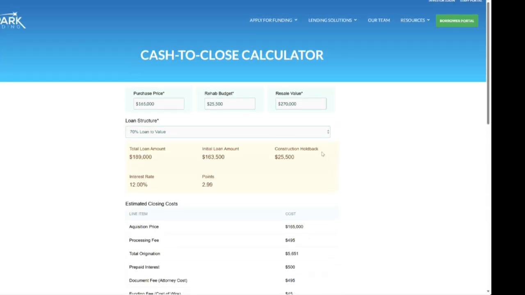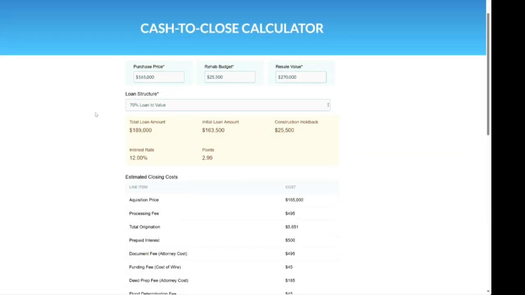Right. So now I know these numbers. Let's say this property is not under contract. I'm evaluating the deal. Well, I've run my comps. I think I can sell it for $270, and the GC is giving me a bid for $25,500, and my seller is asking for $165.